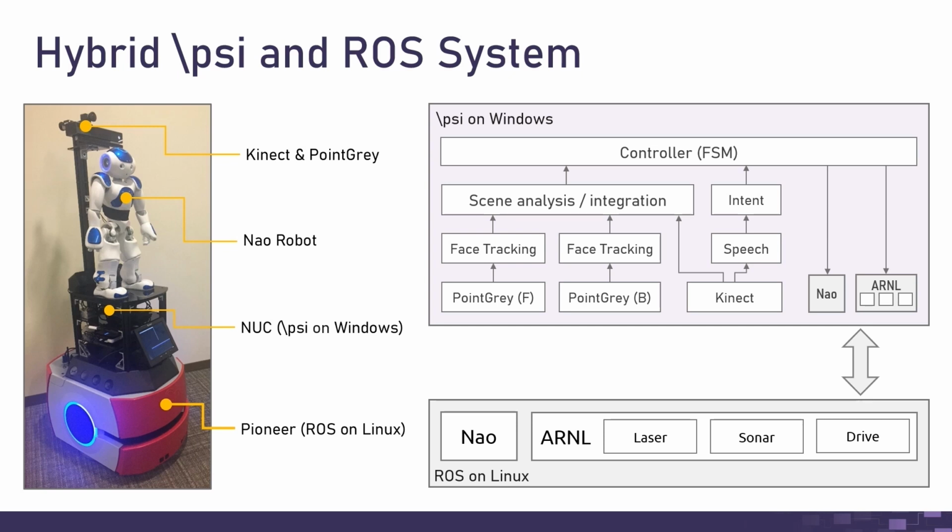This hybrid architecture is probably a pretty common way to run ROS and Psi. Running ROS on the Linux side, running Psi maybe on the Windows side. So this split architecture is what we chose, but you should remember that Psi actually runs on Linux also. And ROS also runs on Windows, so it's your choice. This is what we chose to do.